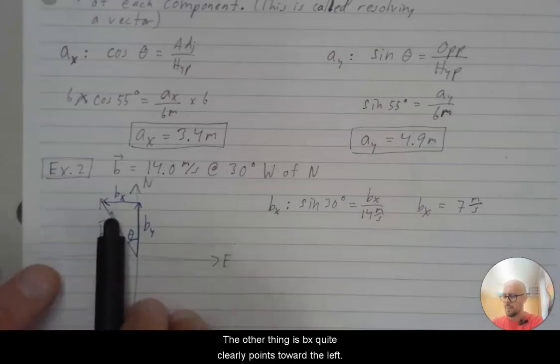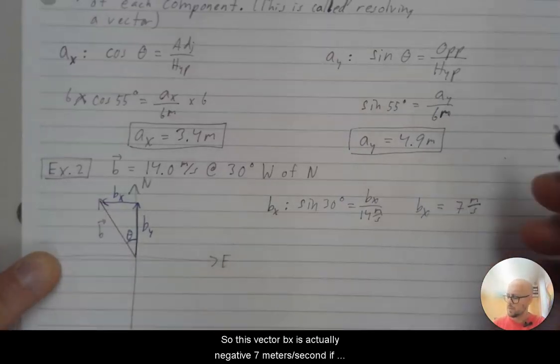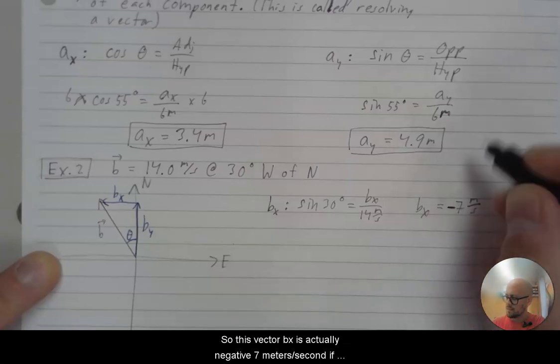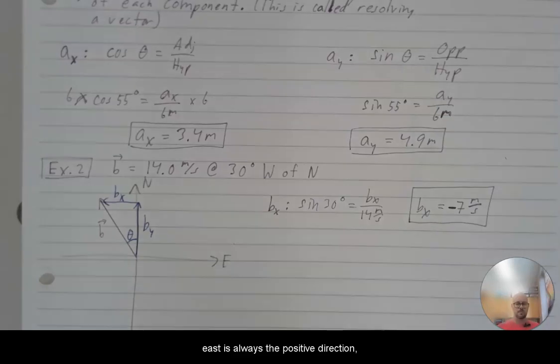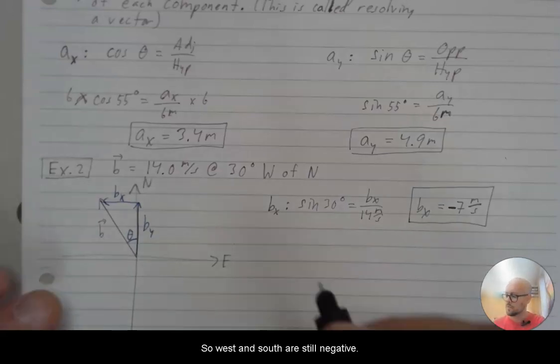The other thing is BX quite clearly points toward the left. So this vector BX is actually negative 7 meters per second. If east is always the positive direction, then BX is pointed in the negative direction. So west and south are still negative.